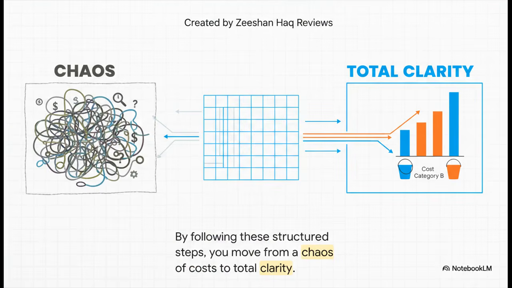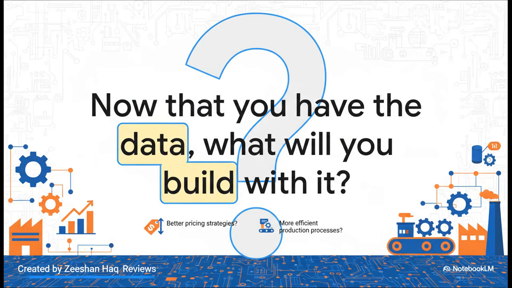And there you have it. The blueprint is complete. By following these steps, you've literally transformed a potential chaos of costs into a system of total clarity. You've built the foundation for making smarter, data-driven decisions. But look, setting up the system is really just the beginning. Having this accurate cost data, that's the foundation for making much smarter business decisions. So I'll leave you with this question. Now that you have the data, what will you build with it? Better pricing strategies, more efficient production processes? The possibilities are really yours to construct.